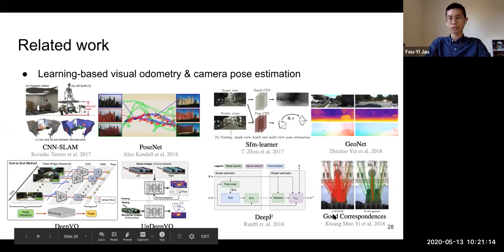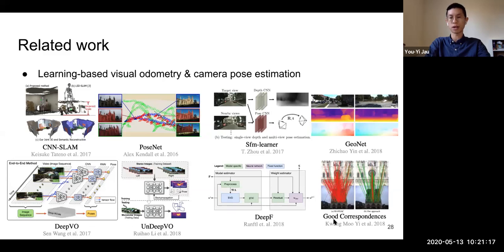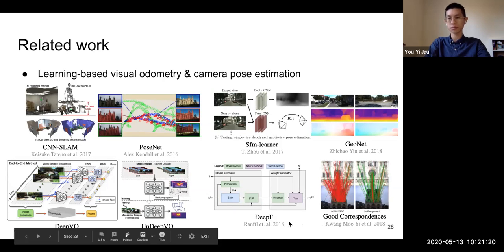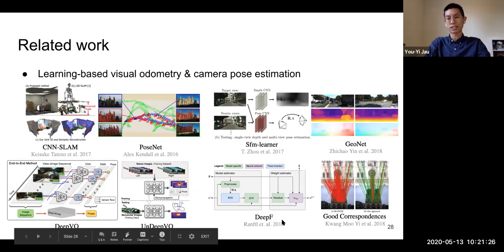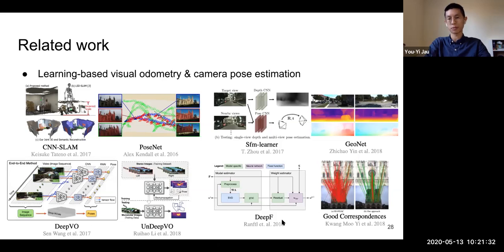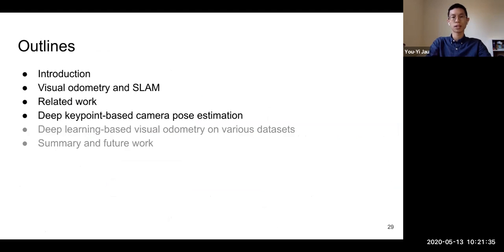For DeepF and the Good Correspondences paper, they look into the problem of noisy correspondences. So given the correspondences, we want to give weights for each correspondence. Hopefully give low weights to the outliers so that we can have a more robust estimation. These are the works proposed recently. And we know this field has been actively explored, and many works, especially deep learning-based methods, have been proposed. Let's jump into the next section to talk about our work using a deep keypoint-based method for camera pose estimation.